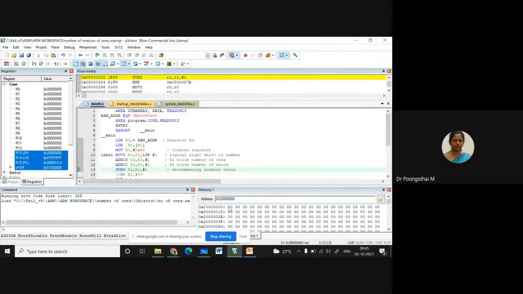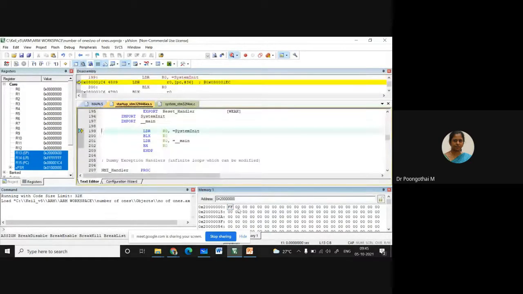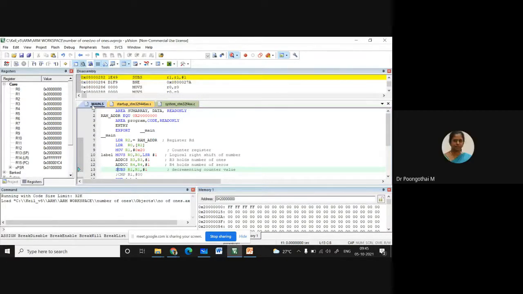So here you have to enter your input. I'm going to give FF, FF, FF, all FF. So how many zeros and how many ones here? Students, are you able to follow how many zeros and how many ones for this particular input? 32 ones, and the number of zeros is 0.